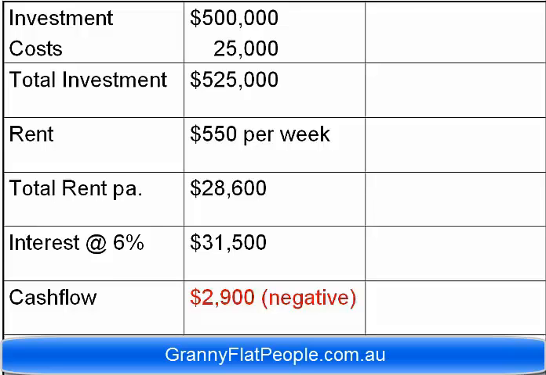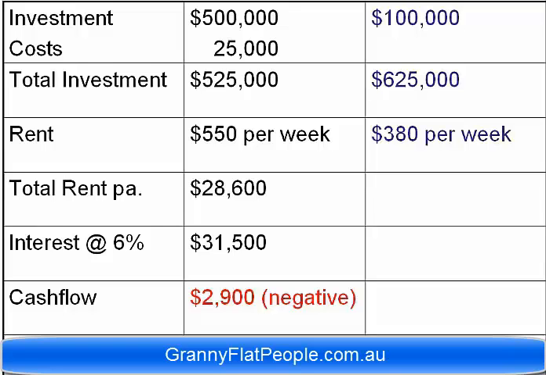Now, if you put a granny flat in the back and we spend $100,000 for the granny flat, our total investment comes out to $625,000. There's no stamp duty when you put a granny flat in the backyard. The granny flat will rent for, let's say, $380 per week, which combined with the main house in the front will give us total rent for the year of $48,360.